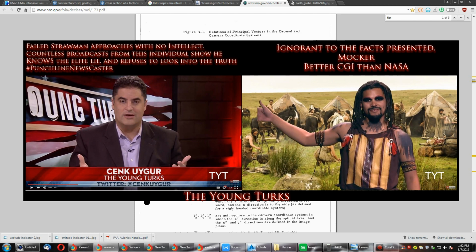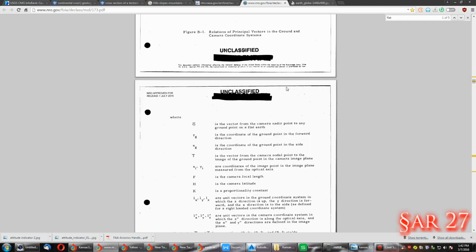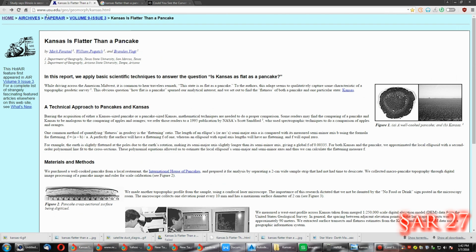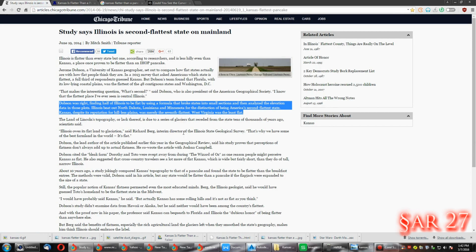But let's see, we can also go to what Illinois, I mean, the Illinois study says Illinois is the second flattest state on the mainland.